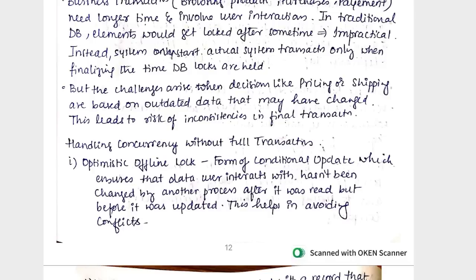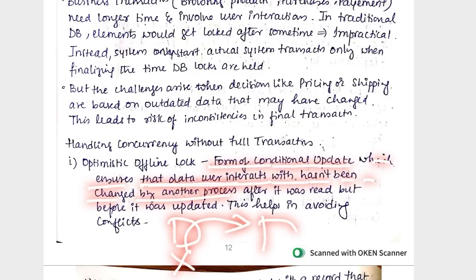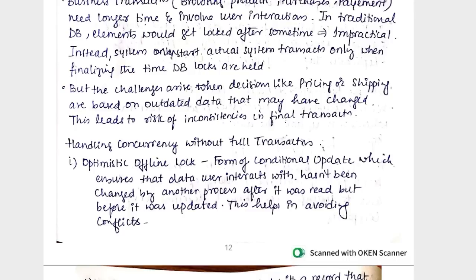So to handle concurrency in such situations, offline concurrency and optimistic locking techniques are employed. First we have the optimistic offline lock. This approach is a form of conditional update in which we ensure the data the user interacts with hasn't been changed by another person. So if person A is trying to access the data, we have to make sure that the data has not been changed by another person after it was read but before it was updated. This can avoid any conflicts that might happen.